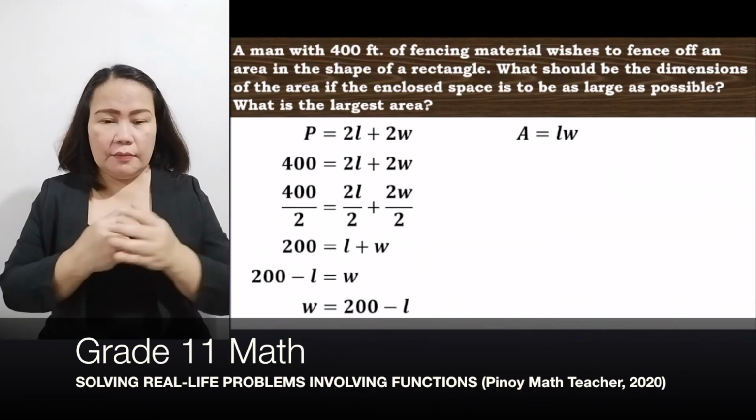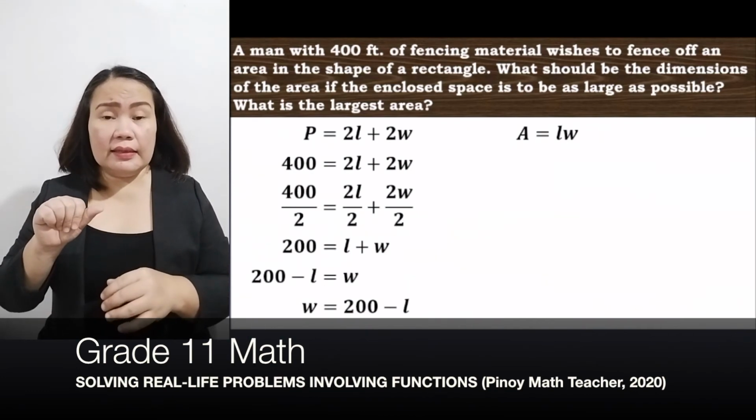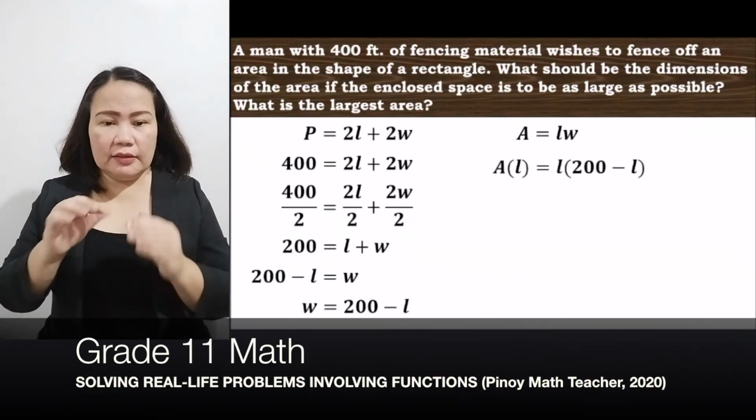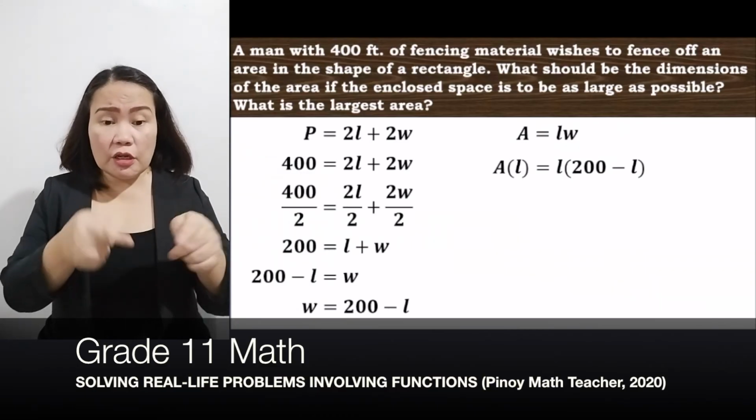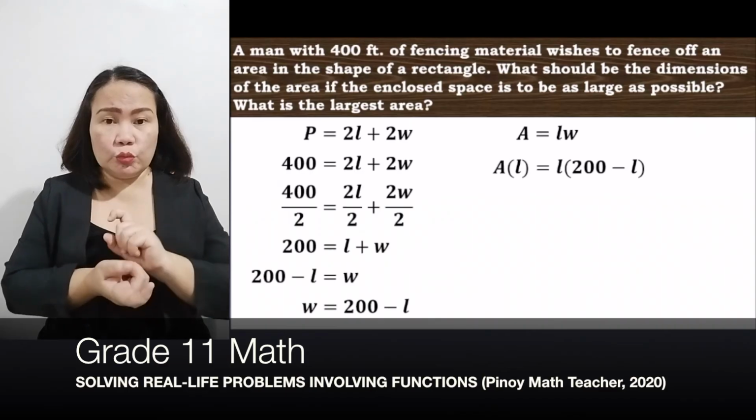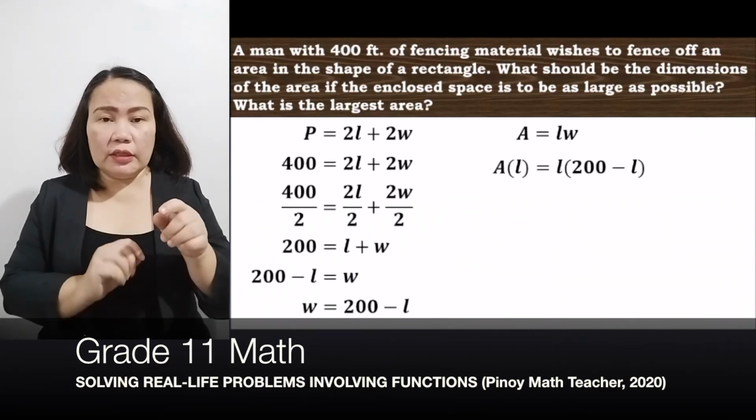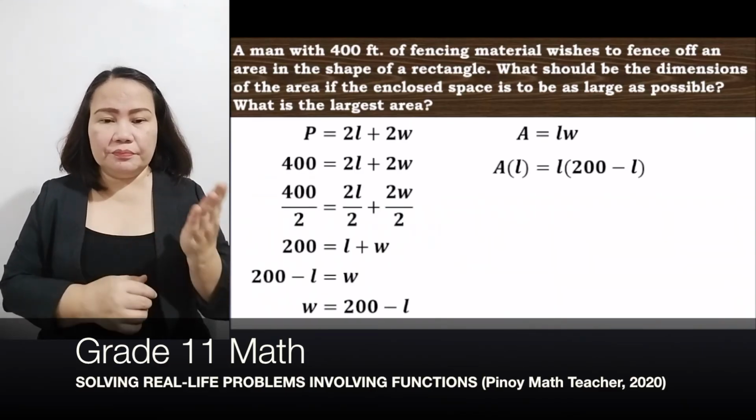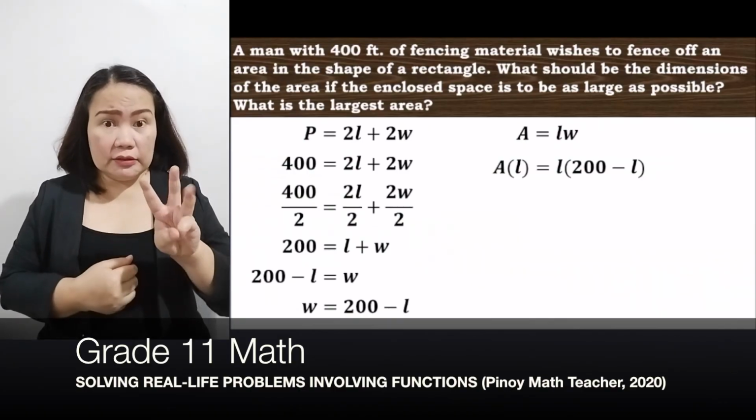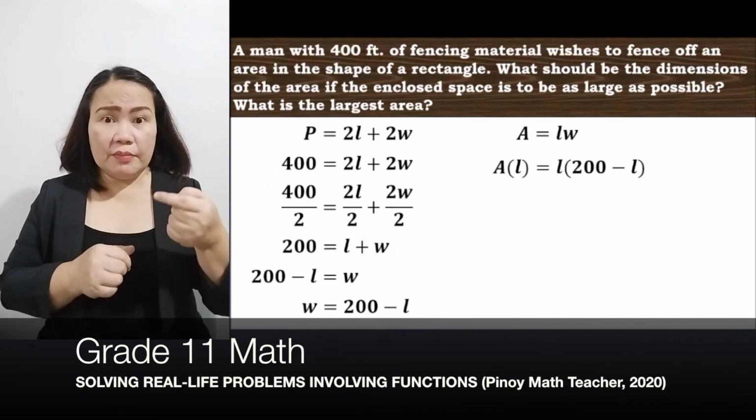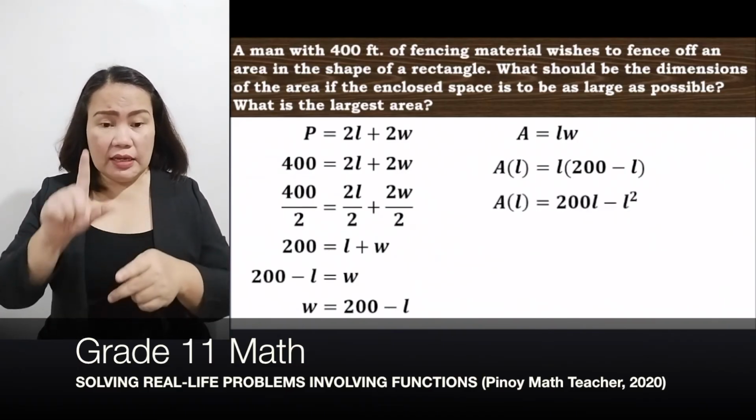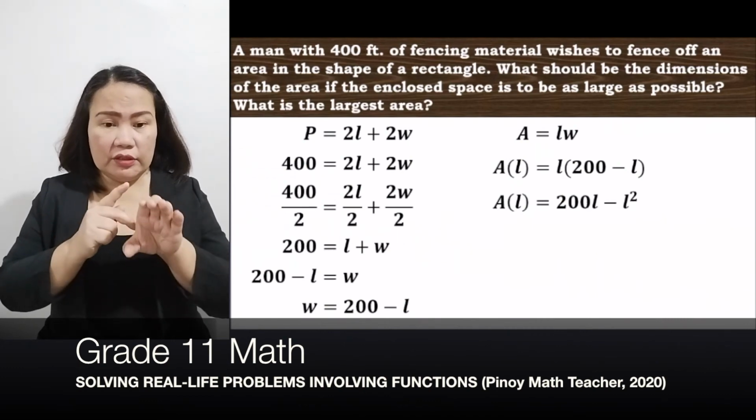I-express natin ito as a function A kung saan ang area ay nakadepende sa length, that is A of L equals L times 200 minus L. So yung W, pinalitan natin ng 200 minus L. So ito ay para i-express lang yung ating function in terms of L. Next, distribute natin yung L. So that is L times 200 minus L. Okay, so 200L minus L squared.